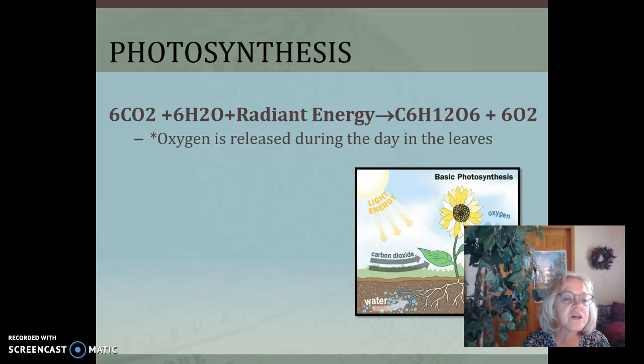So the formula is 6 molecules of carbon dioxide, CO2, plus 6 molecules of H2O, which is water, plus the energy from the sun equals carbohydrates or glucose, which is C6H12O6, and 6 molecules of oxygen are given off. And therefore we can live on this planet and we can breathe.